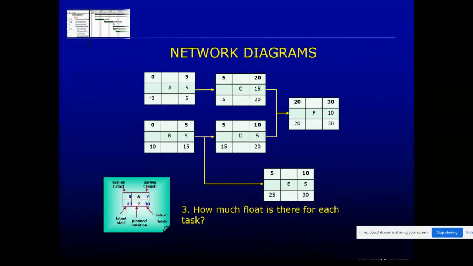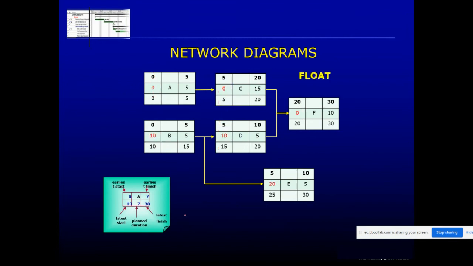So 0 minus 0 is 0. Same there. 5 minus 5 is 0. 20 minus 20 is 0. 10 minus 0, the bottom line minus the top line, is 10. 15 minus 5 is 10. And here we have a float of 25 minus 5, 20 days. So let's just fill that in there.